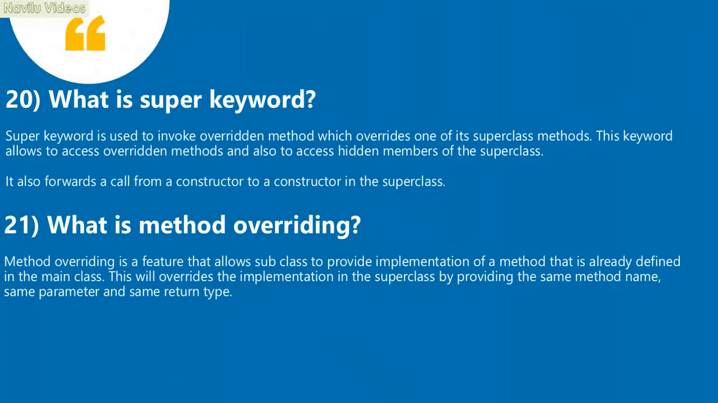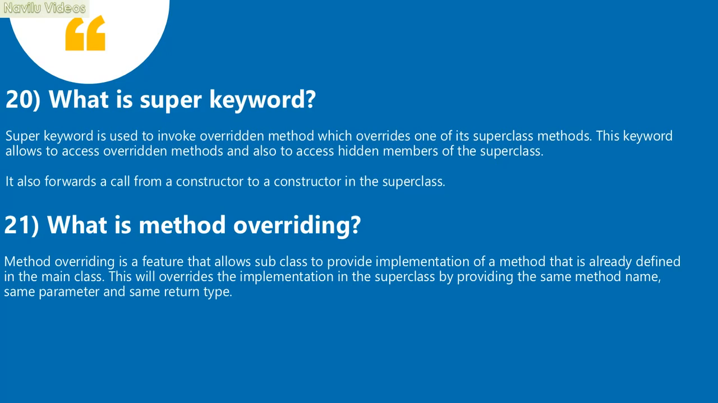20. What is the super keyword? The super keyword is used to invoke an overridden method which overrides one of its superclass methods. This keyword allows access to overridden methods and also to hidden members of the superclass. It also forwards a call from a constructor to a constructor in the superclass.